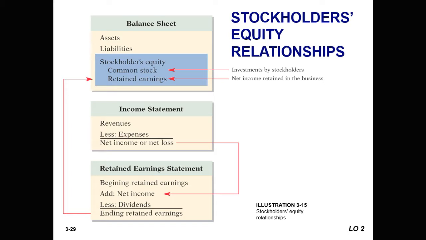So you start with an income statement. What did we do for the period? What were our revenues? What were our expenses? What is the difference in those? We add that amount to our beginning retained earnings. We then reduce it by dividends to give us an ending retained earnings to report on the balance sheets.